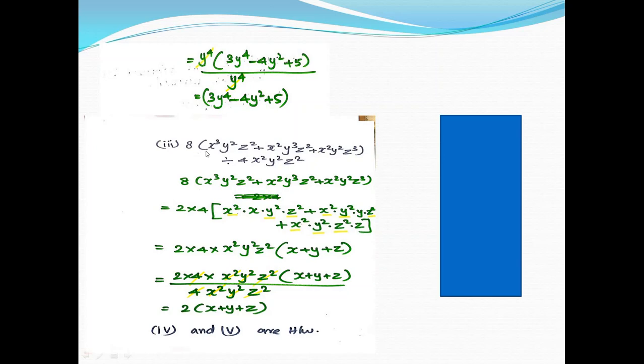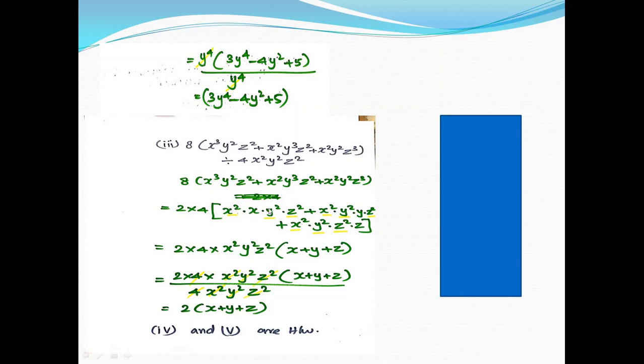The third one is 8 multiplied by x cube y square z square plus x square y cube z square plus x square y square z cube, divided by 4x square y square z square. So here you can find that we need x square y square z square as the common factor for all these three terms. 8 can be factorized as 2 multiplied by 4. X cube y square z square can be factorized as x square into x y square z square.